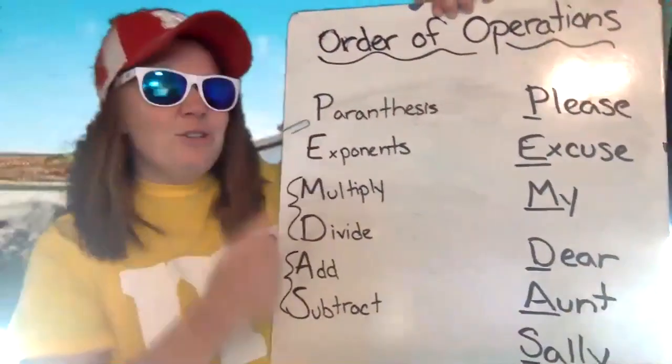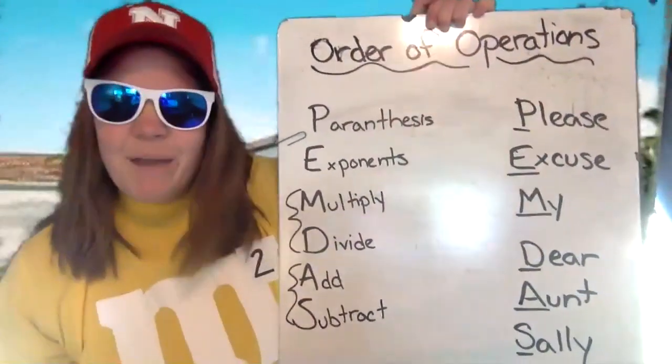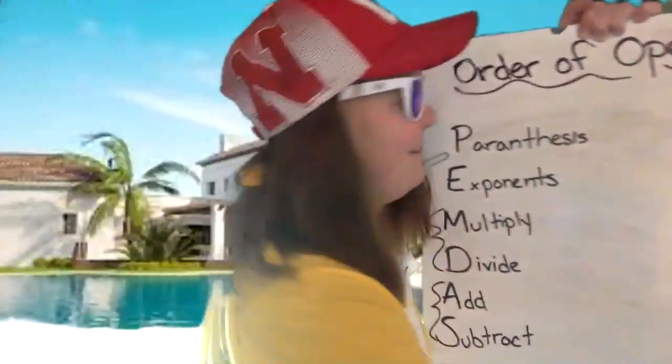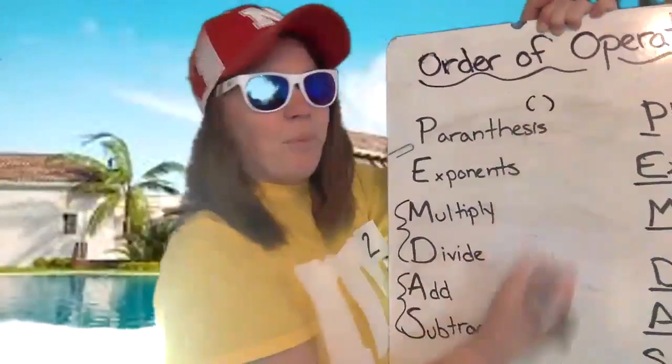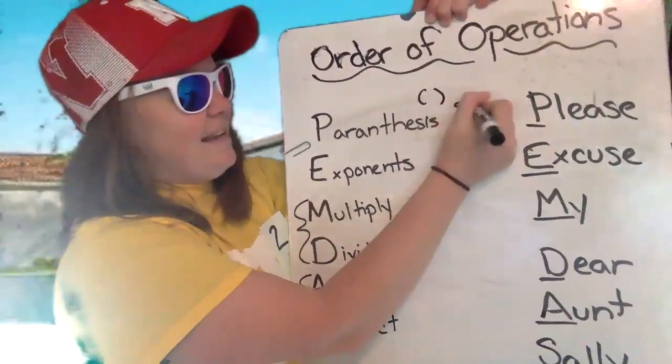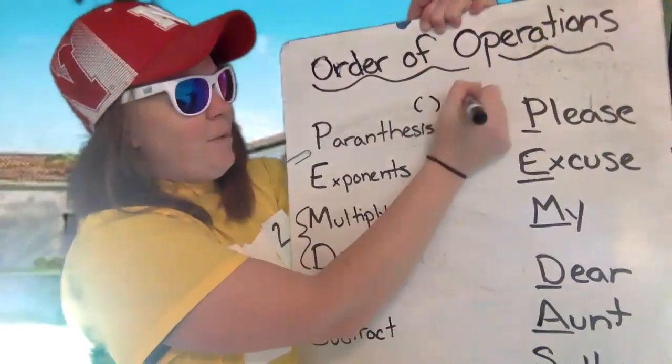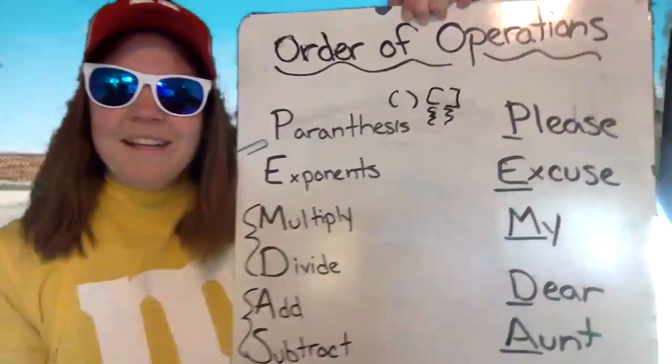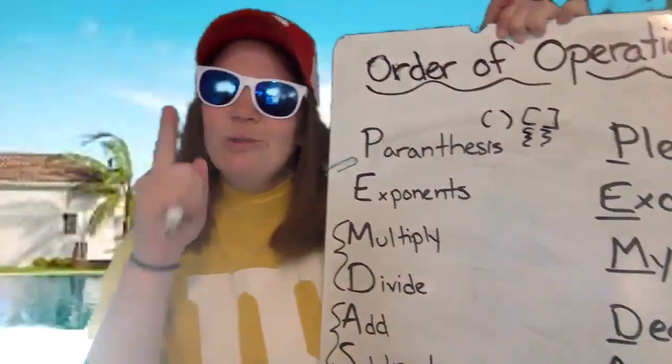So let's kind of review what the song says. The first thing you got to do is parentheses. That's the P in PEMDAS. Parentheses kind of look like this. Parentheses could also be brackets. They kind of look like that. Or they could be brackets that look like this as well. So you might see all three. Don't be scared. Do those first.